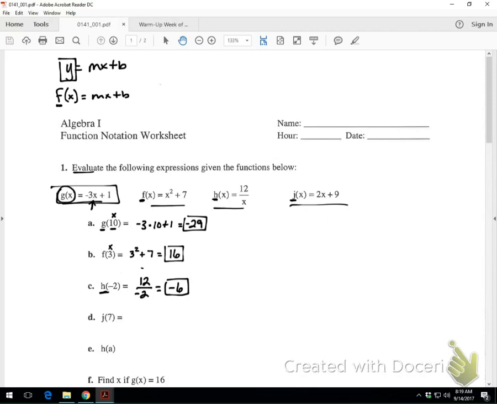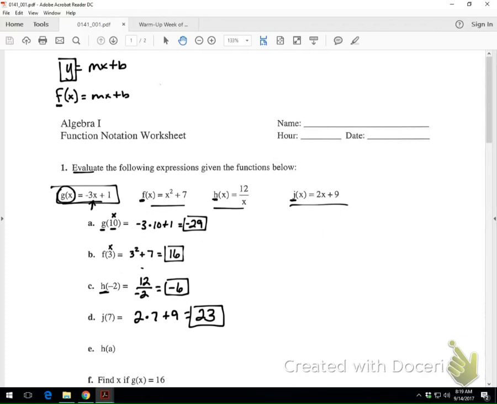Okay, so j of 7. So I got 2 times 7 plus 9. 23. Pretty simple, right? I mean, so far, pretty easy. Yeah, all you're doing is plugging into x.